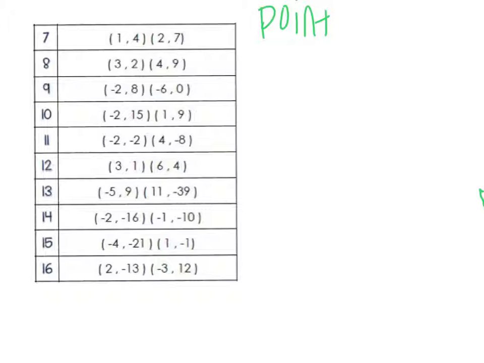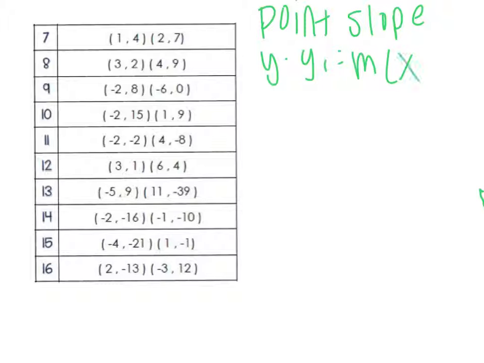all right, point-slope form is y minus y1 equals m times x minus x1, where you have to find the slope, and then you have a point so you can plug in x1 and y1. So if we look at number 7 here, we'll go ahead and work through that one.